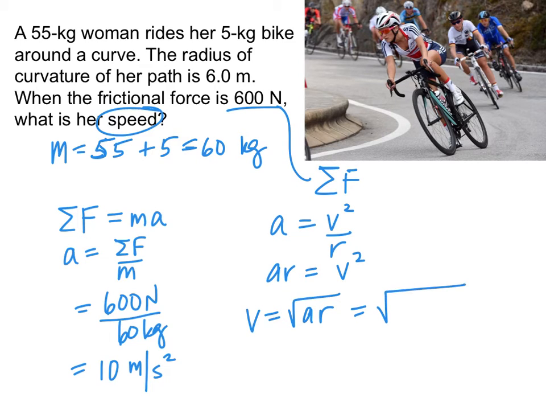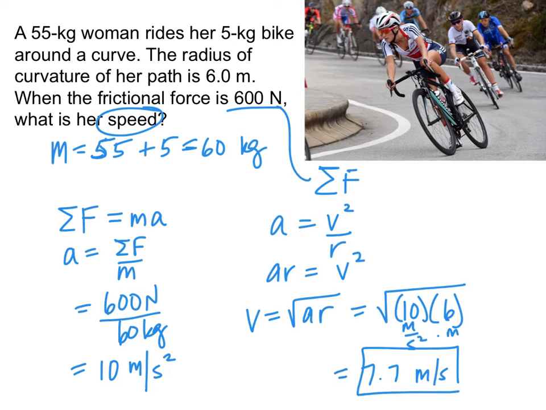So the square root of 10 times 6, or the square root of 60. Okay, so that's the way we would work that out. Again, the units do work out because this is meters per second squared, and this is meters. So we would end up with meters squared per second squared, and then that square rooted would give us our meters per second. And that comes out to be about 7.7 meters per second.